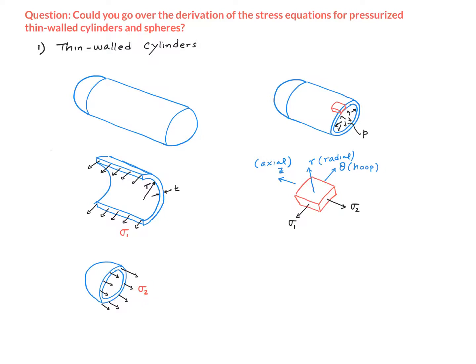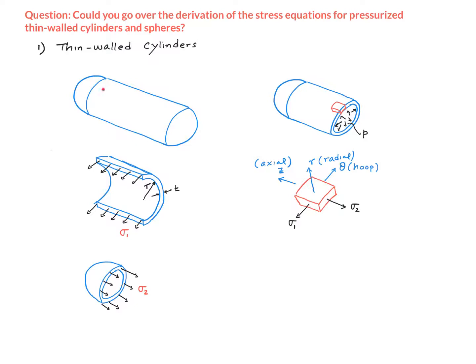It's very easy to see that due to symmetry, there's not going to be any shear stresses on these planes. For example, if I were to take the cylinder and twist it or something like that, there could be a shear stress on the plane here, right? But we are not doing that, right? And therefore, there is no shear stress in that direction.